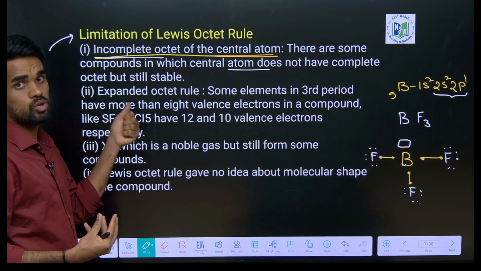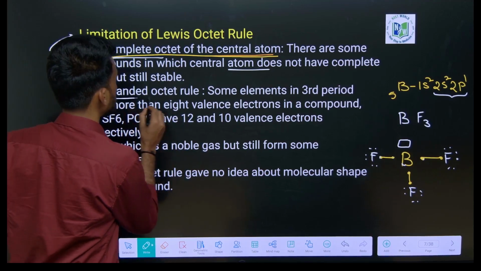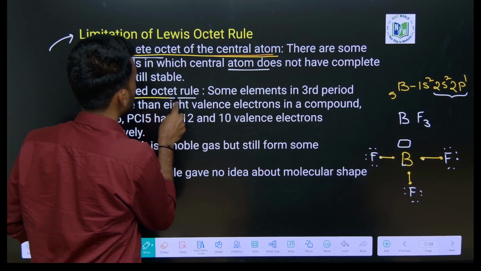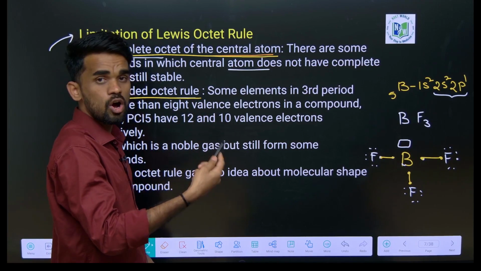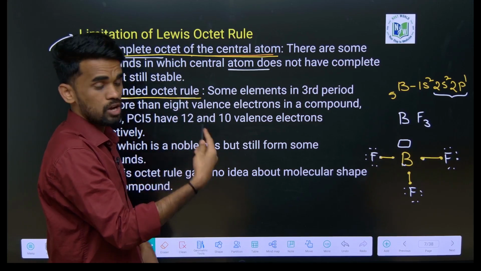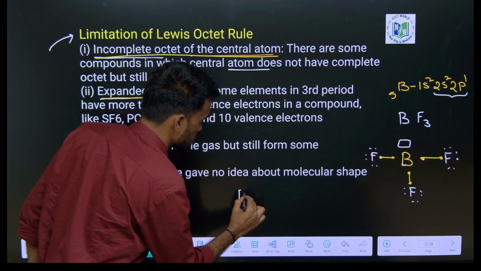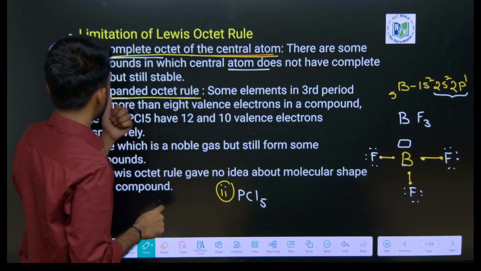there are some compounds which have an expanded octet. It means these elements have more than 8 electrons. It means it is more than the octet rule, right? So here it is lesser than octet, and the second one is more than octet. Let us take the example of PCl5. This is the example for the second statement which I have written here.